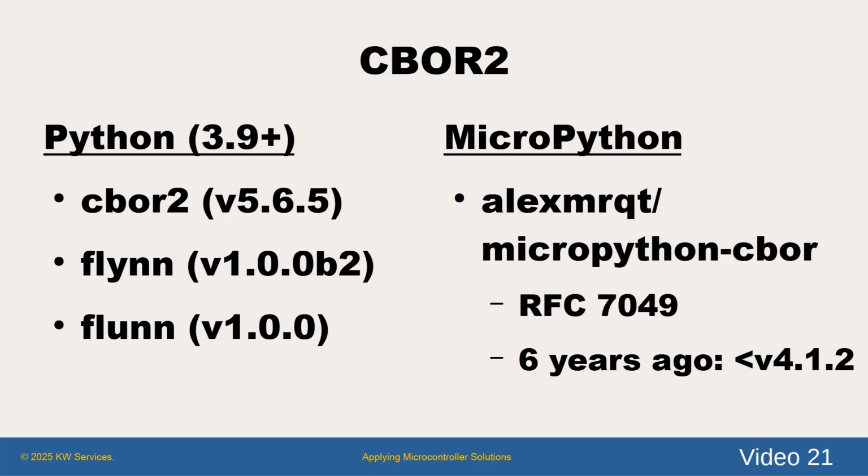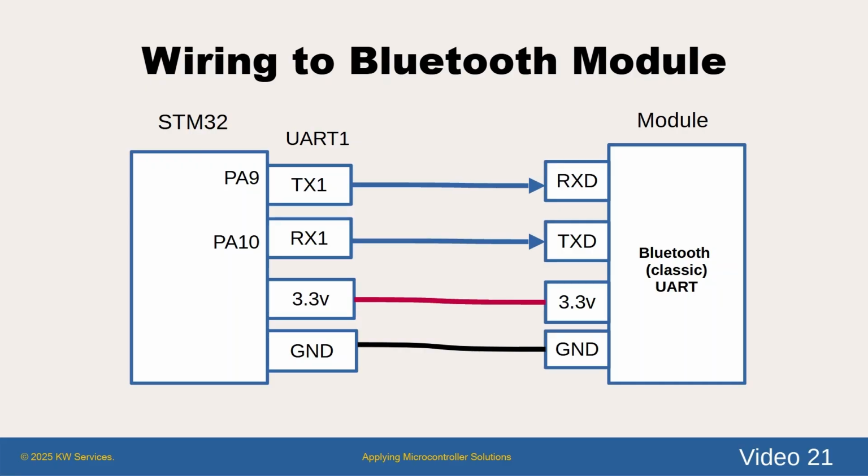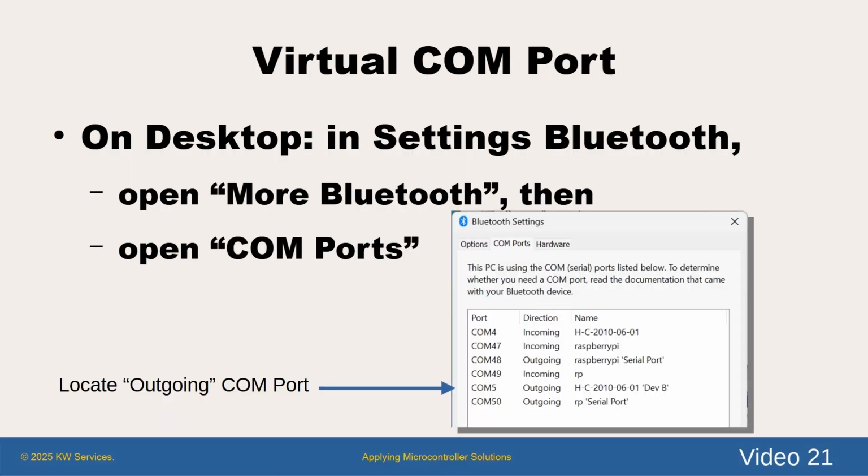So my first thought is, can I exchange messages between a desktop using CBOR2 and my microcontroller? Here is a summary of the packages and the UART BT module I'll be using. Here is the wiring from my STM32 microcontroller to the UART BT module. On the desktop, I opened the settings to learn the COM port for my classic Bluetooth connection. Here you see it's COM port 5.